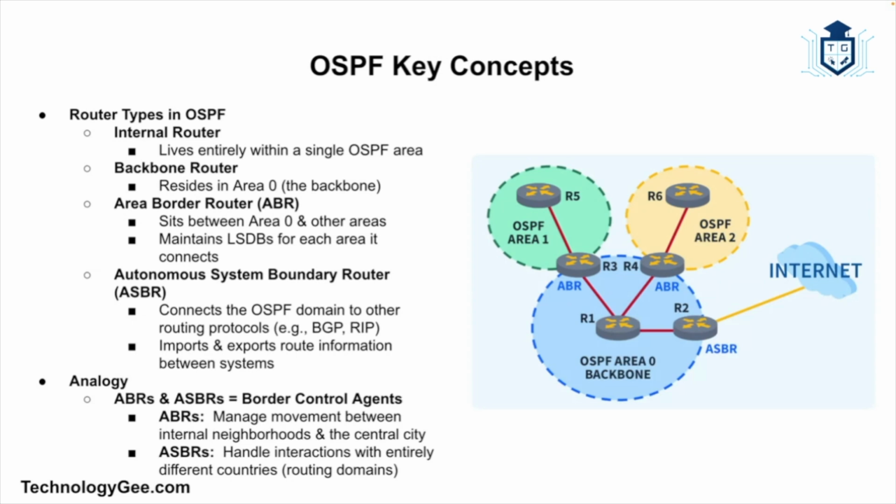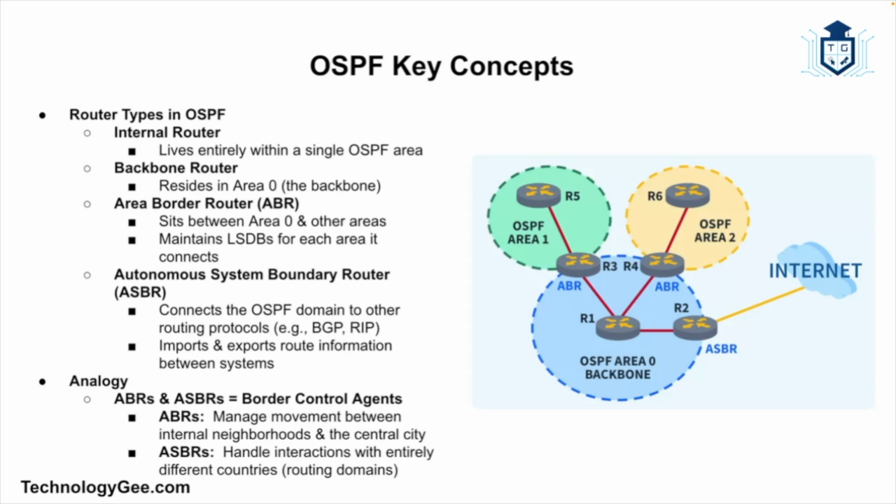You have what is called the internal router, and this lives within a single area. You have the backbone router, and this lives in area 0. You have what is called an area border router, or an ABR, and this connects one or more areas to the backbone. And then you have what is called the ASBR, or the autonomous system boundary router, and this connects OSPF to another routing protocol like BGP or RIP.